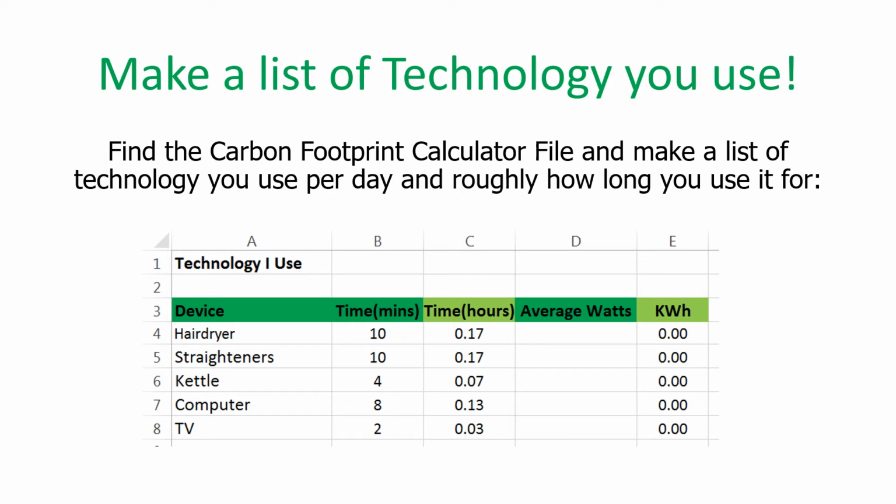So as you can see, hairdryer is 10 minutes, straighteners is 10 minutes. A kettle is going to be less, so that'll be 4 minutes, maybe boiled twice. A computer is 8 minutes, say I was just checking my emails or something, and a TV for 2 minutes just in the morning as you wake up, for example. Okay, so try and be as realistic with your timings as possible. Again, that should take you a wee while to complete, so you could pause the video before we move on to the next slide.